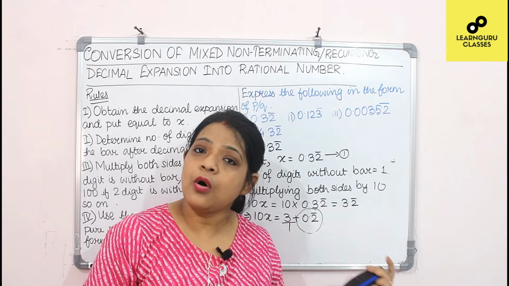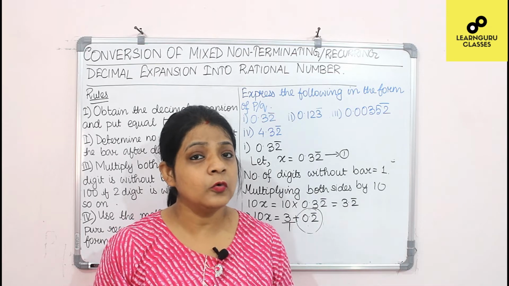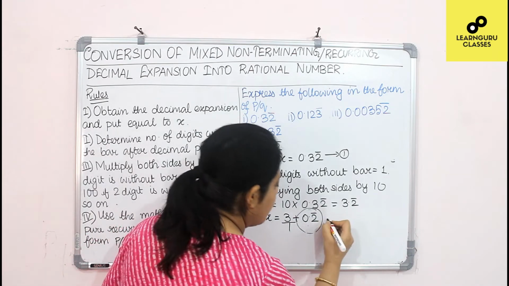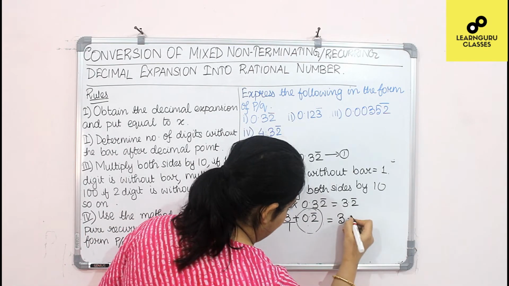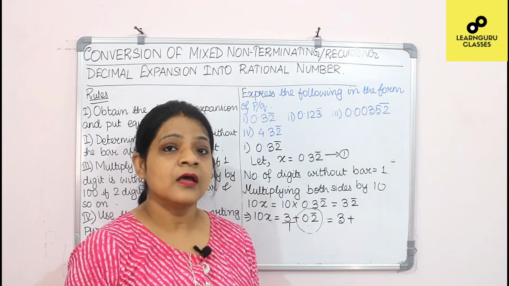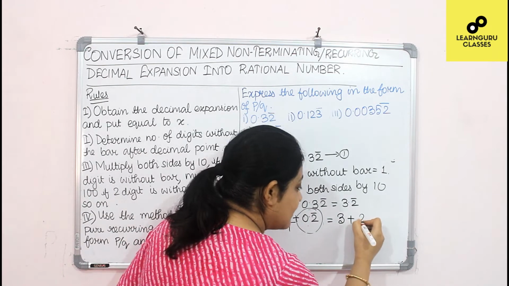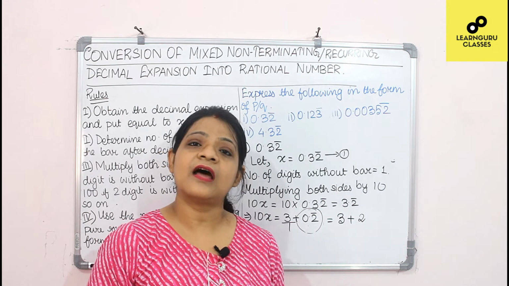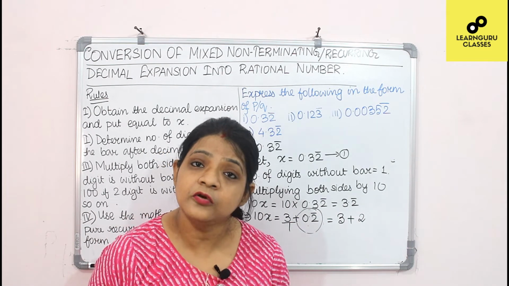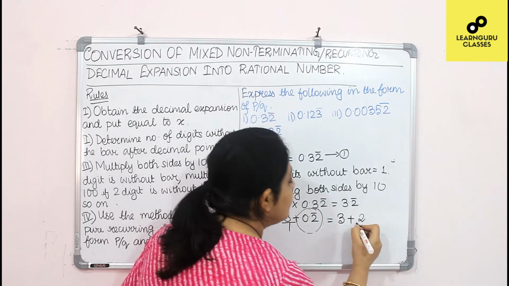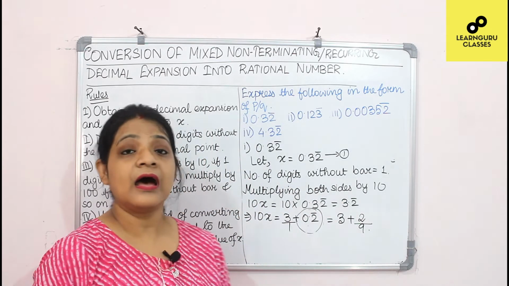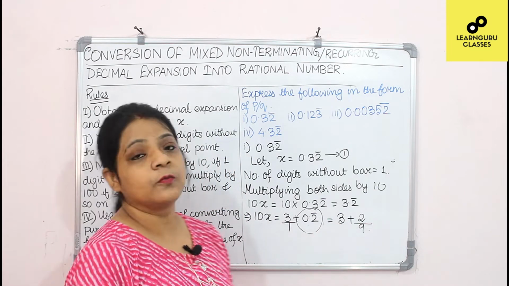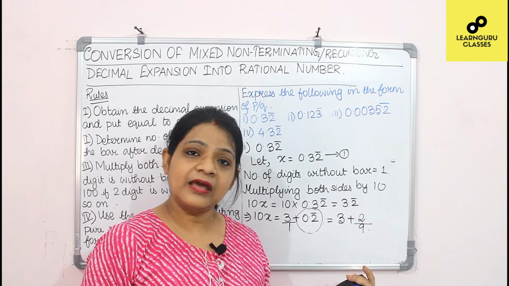So we already know the value of 0.2 bar by that rule. Since 1 digit is under the bar, let us write 3 plus 0.2 bar. So 2 we will write as it is. And how many digits are under the bar? 1 digit is under the bar. So what will you write in the denominator? We will simply write 9 in the denominator. Okay, so now 3 plus 2 by 9. So easily you can take the LCM.